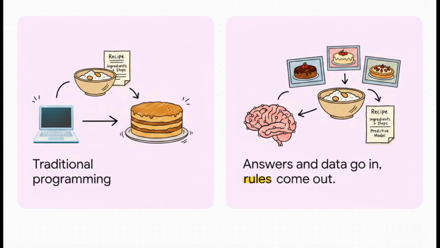Machine learning flips this entirely. It's like giving the computer thousands of pictures of all different types of cakes, along with a list of ingredients, and letting it write the recipe itself.